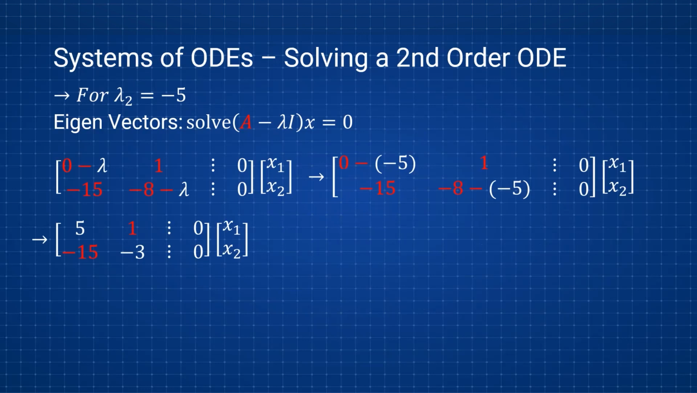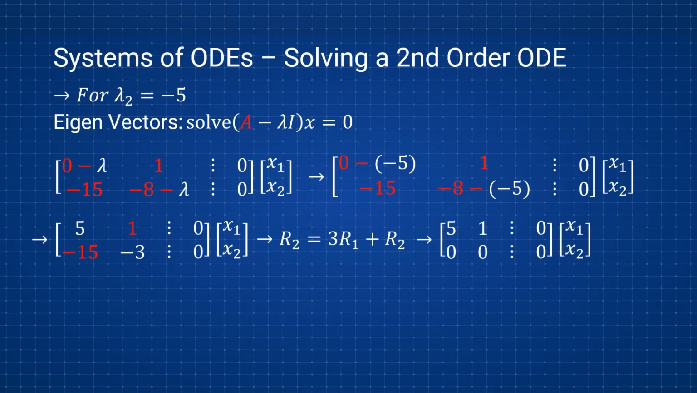And let's just check. It seems that both rows are the same. The bottom row is just -3 times the top row, right? 5 times -3 is -15, and 1 times -3 is -3. So we are doing things correctly. They're the same row, essentially, just that one of them is a multiple of the other. So let's get rid of the second row. To do that, we need to multiply the first row and add it to the second one. That will give us the new matrix of 5, 1, 0, 0 times x1 and x2.